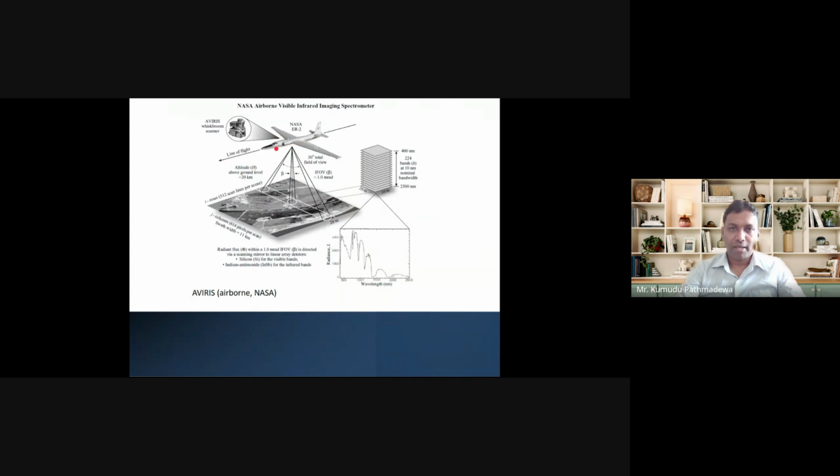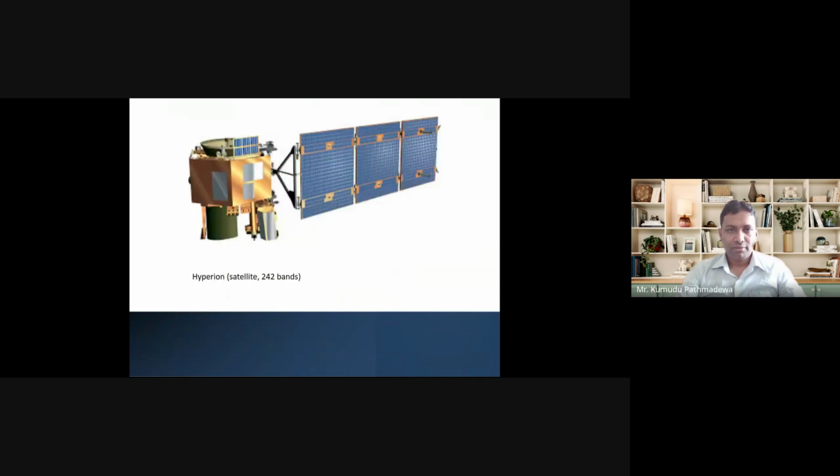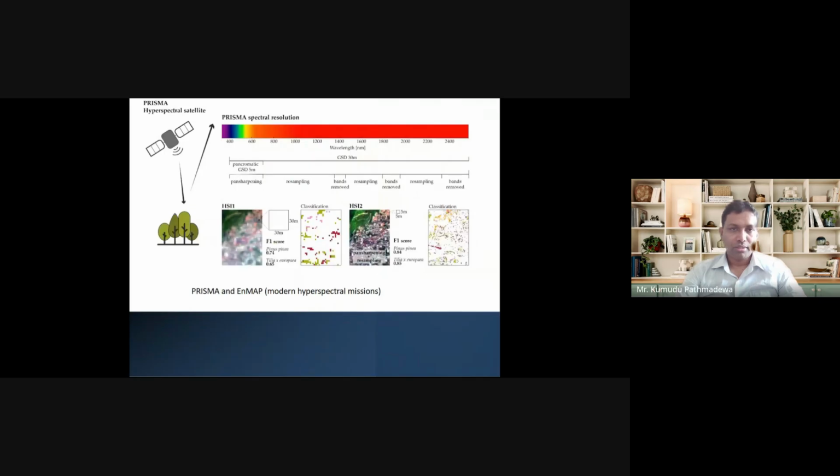They used an aircraft to carry this sensor, and it was a success. So then they implemented these hyperspectral sensors on the Hyperion satellite series also. Then a newer mission like PRISMA and EnMAP was also used. These sensors are used extensively in mineral exploration, vegetation stress analysis, and environmental studies.